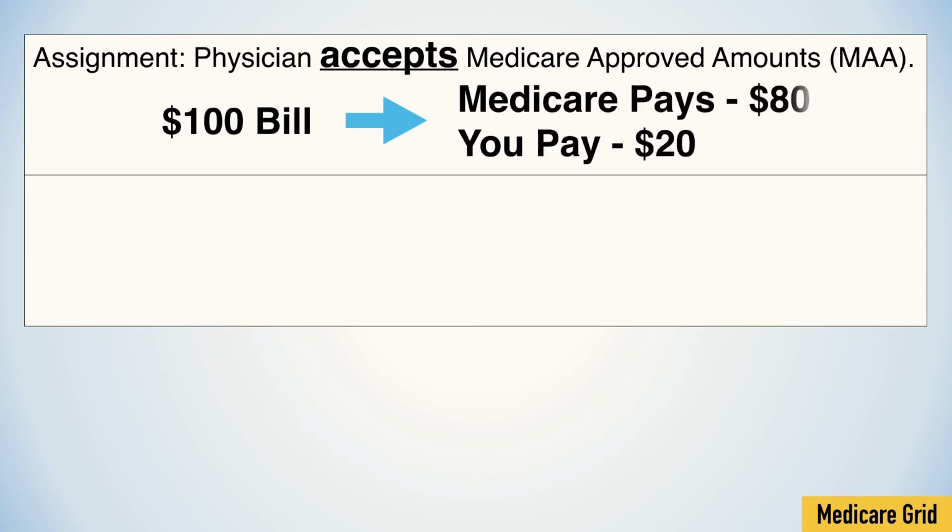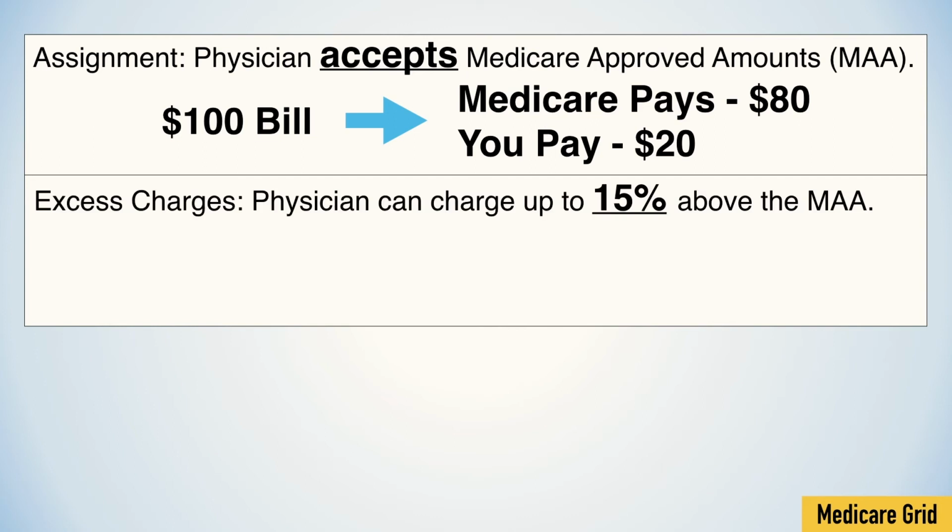Okay, so we have two types of docs. We have an assignment doctor, and let's just give the example of a visit. Let's say we go to our cardiologist, and that's approved by Medicare fee-for-service for $100. It's on the B side of Medicare, it's outpatient, so Medicare pays $80 and you pay $20. Very clean, very simple.